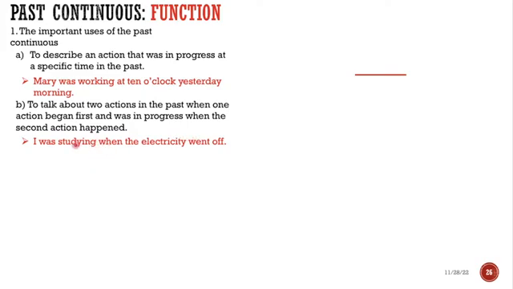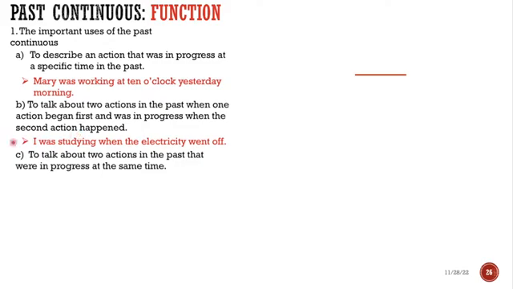Everyone, this is what we call a complex sentence. We have a main clause and a dependent clause, or an independent clause and a subordinate clause. Here, I was studying is the independent or main clause, and when the electricity went off is the dependent or subordinate clause. This example talks about two actions: the first action was studying, and the second action was electricity went off. Understand, everyone? Okay, continue.